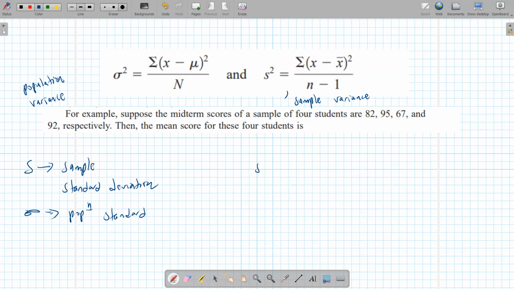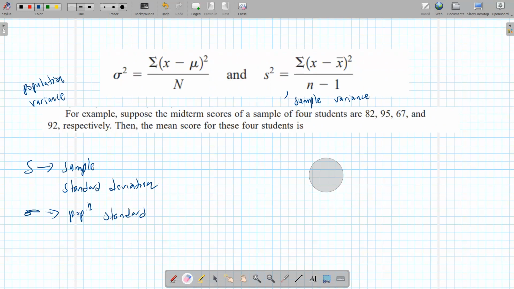Look at this. Let's say S is 3. The question will ask you, what's the sample variance? Very easy. You just square it. It's going to be 9. Sigma is 2. That's the population standard deviation. What would be the population variance? 4, right? Very simple. Square one, get the other. Sometimes they'll give you this. To find this, you simply square root it.